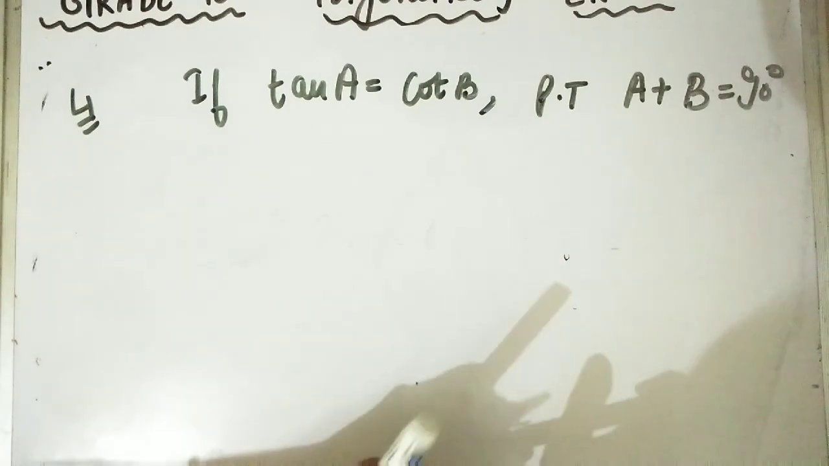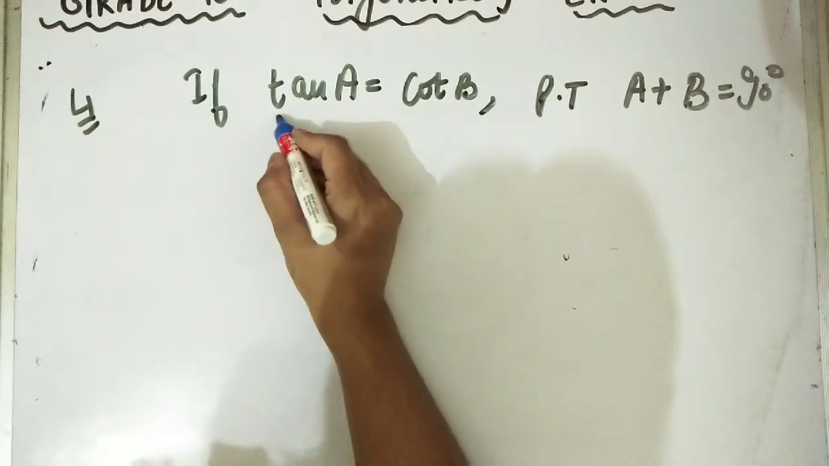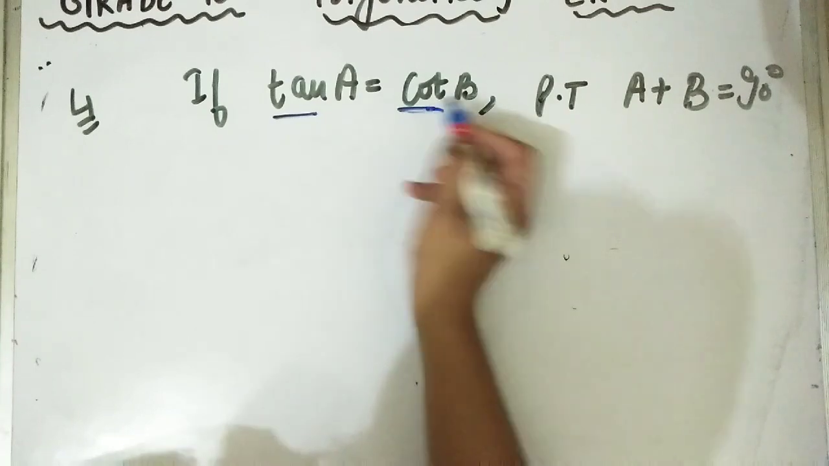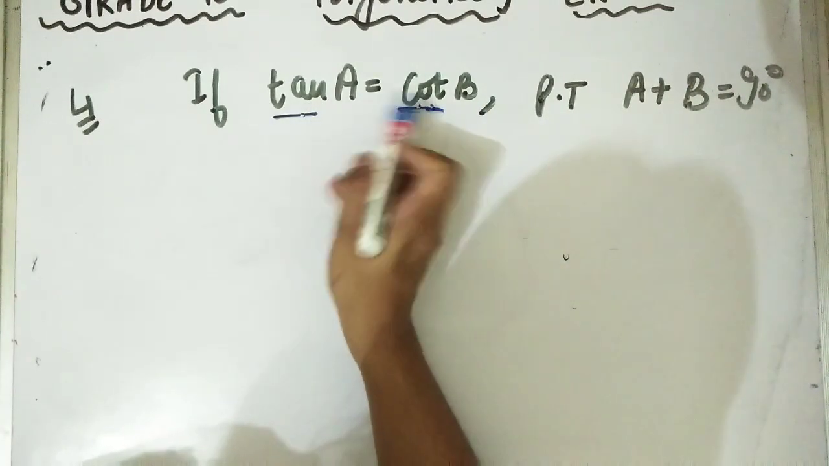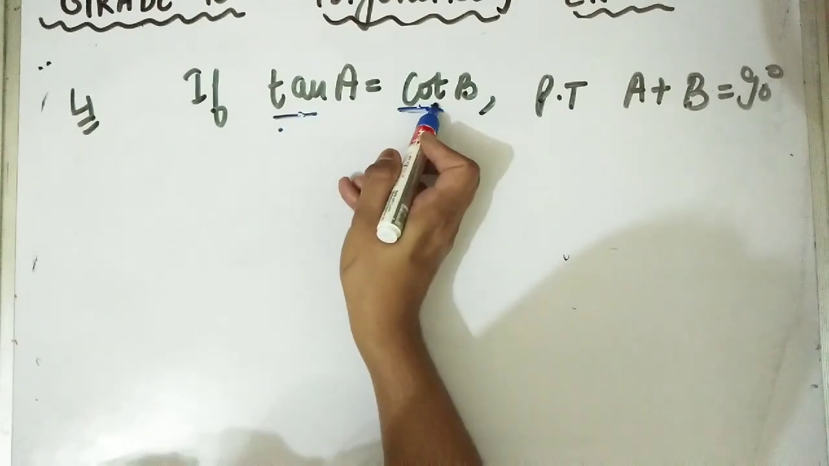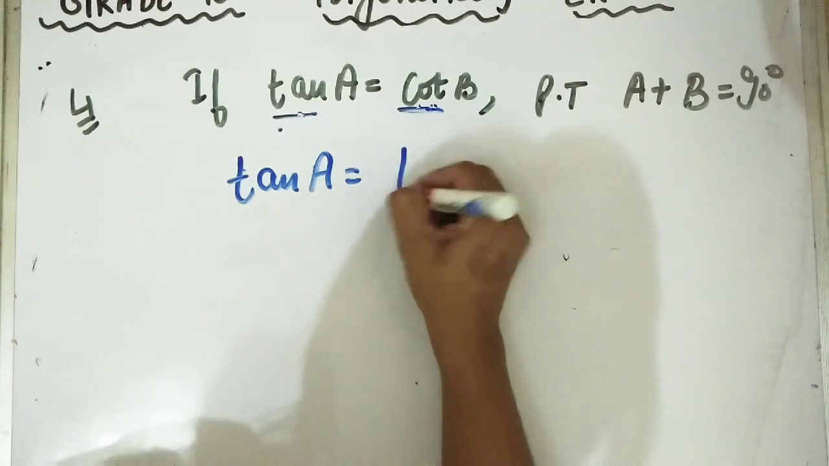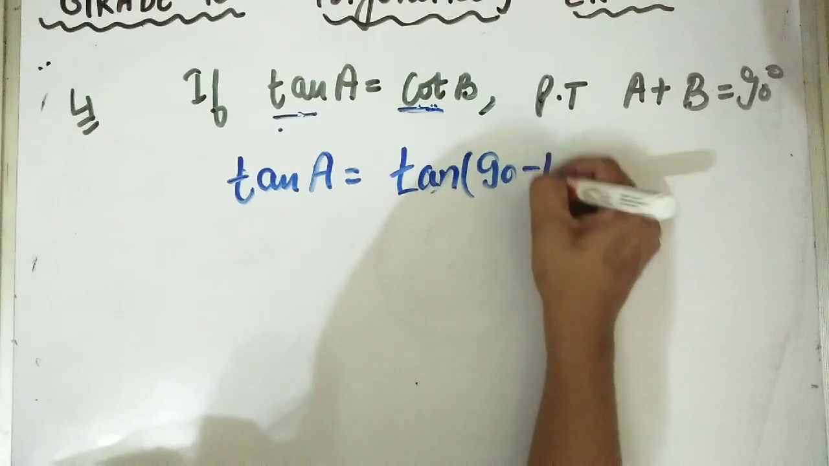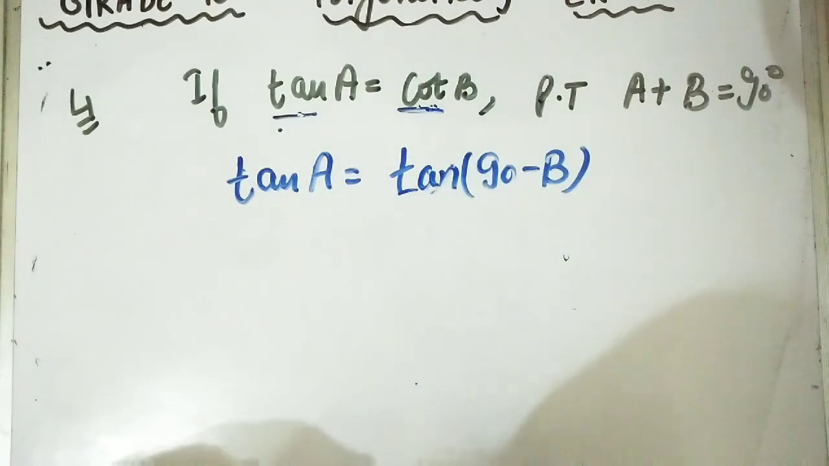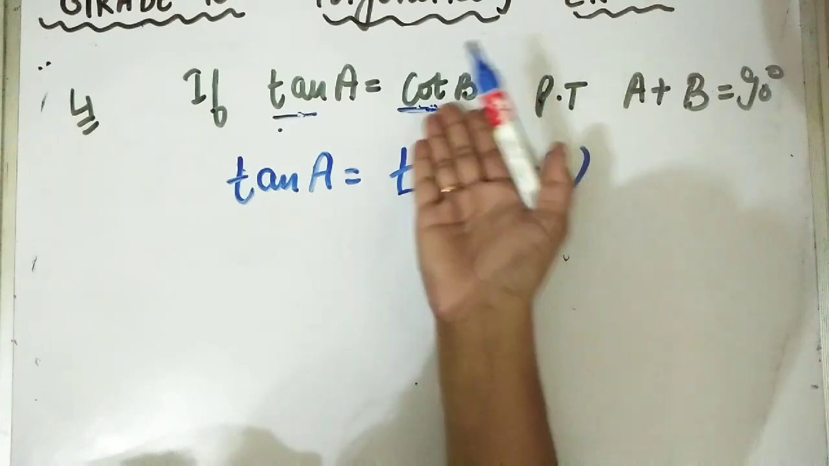If tan A equals cot B, prove that A plus B equals 90 degree. So it's again a very easy question. I can only cancel these trigonometric ratios when I have the same ratios. But I don't have the same ratios. I have tan, here I have cot. So write down tan A. This cot will be converted into tan 90 minus B. Cot can be written as tan 90 minus B because I know the formula. Tan 90 minus theta is cot theta.